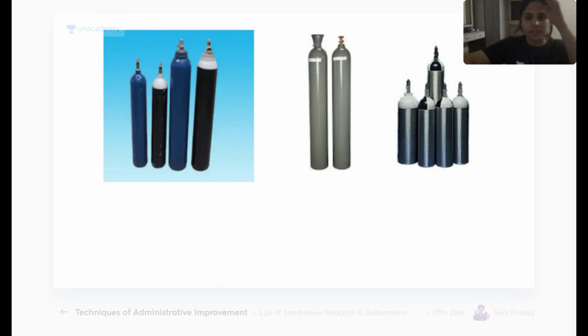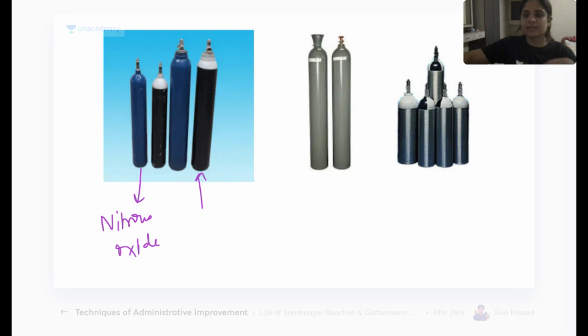Now, different types of anesthesia cylinders. Identify the gases kept in them. So, the French blue color cylinder stores which gas? Nitrous oxide. Very good.